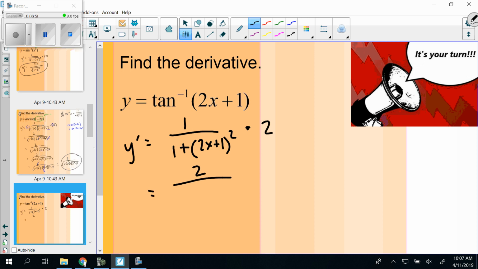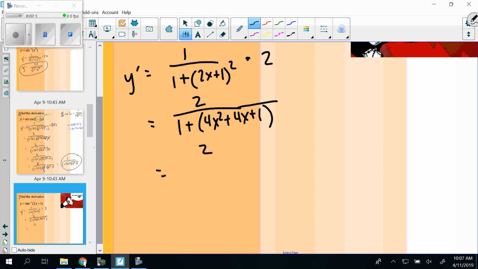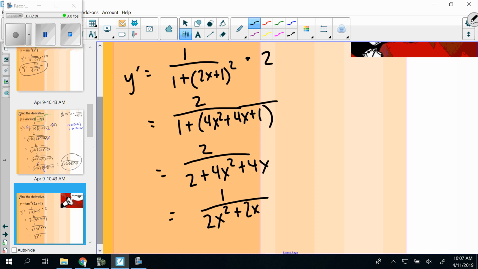Simplifying that would be 2 over 1 plus. I am going to multiply this out again. It would be 4x squared plus 4x plus 1. Simplifying, we could add those two ones together. And then finally, it looks like all these terms are divisible by a 2. And so the final simplified answer would look something like this. So that would be a simplified answer for the derivative of this one.